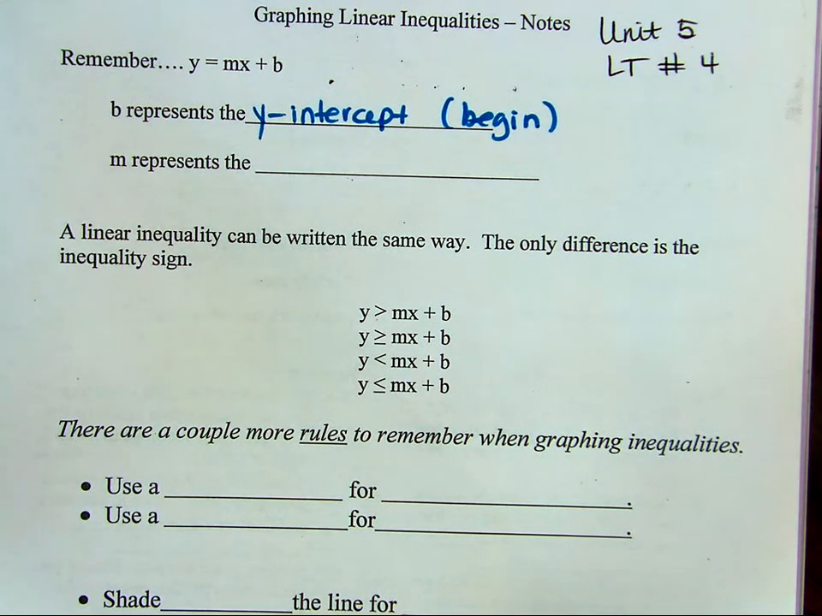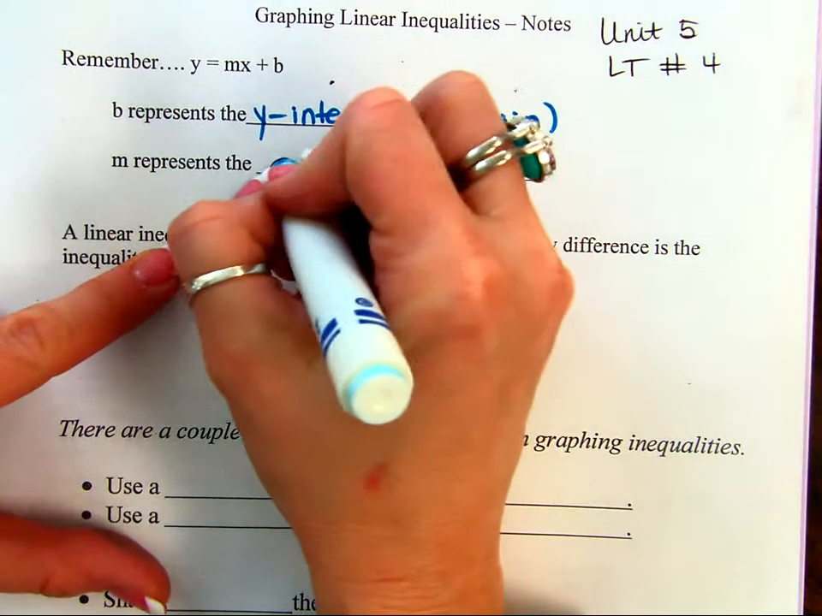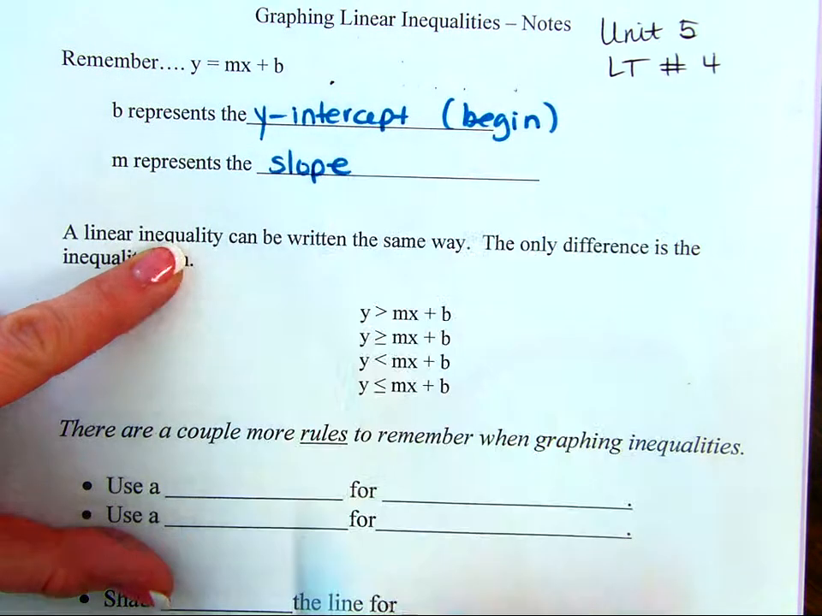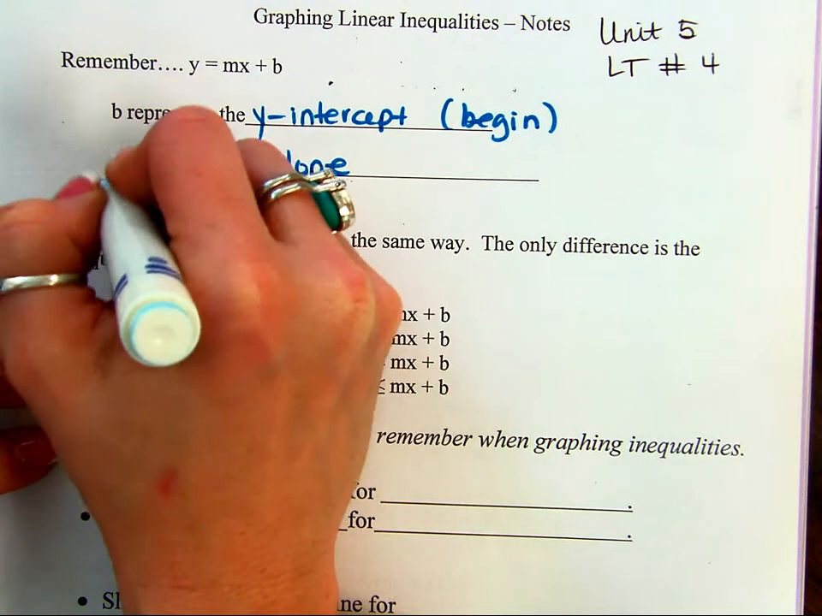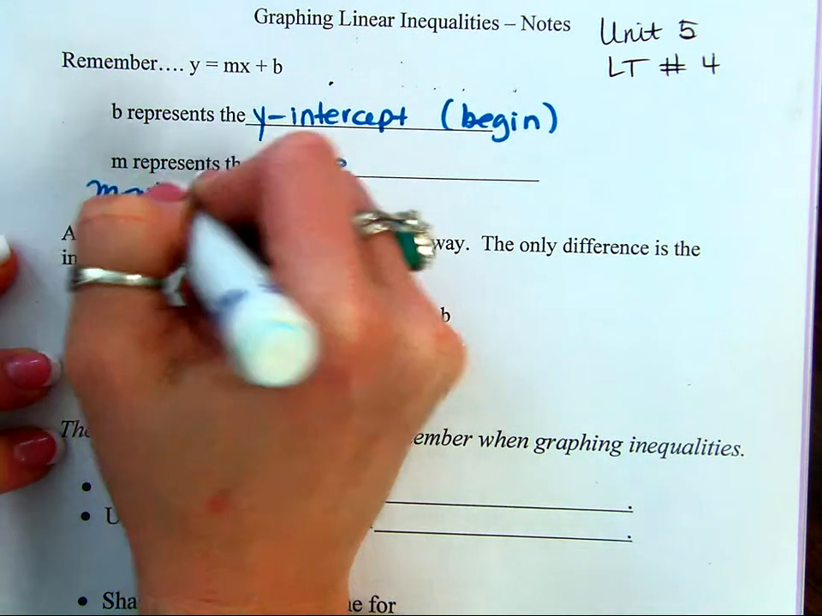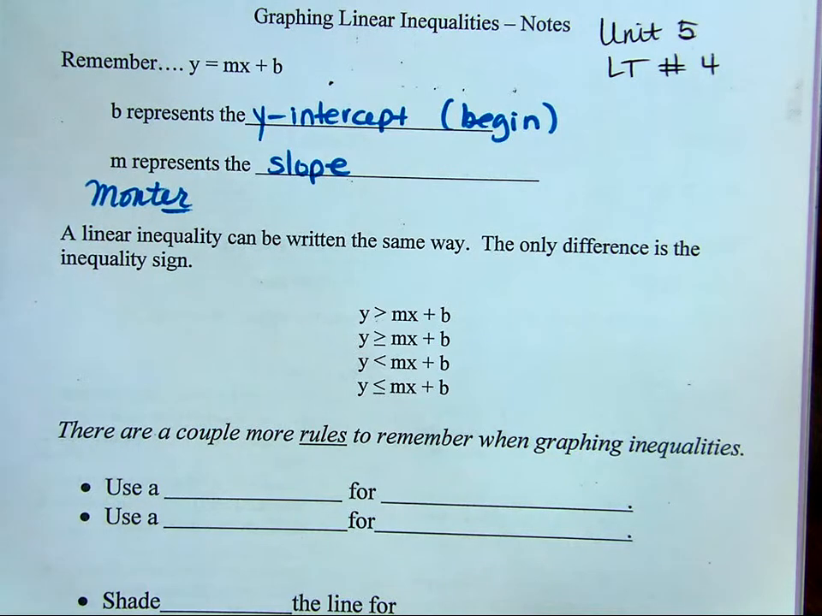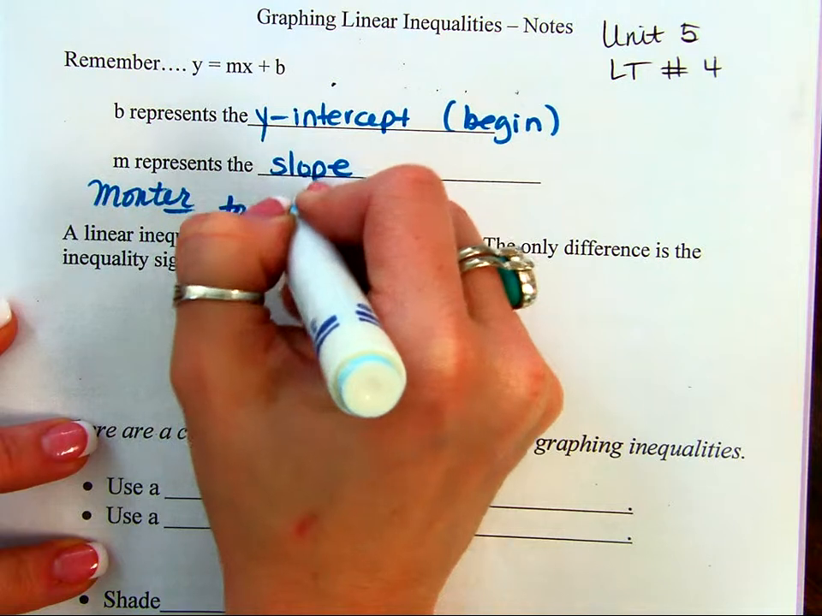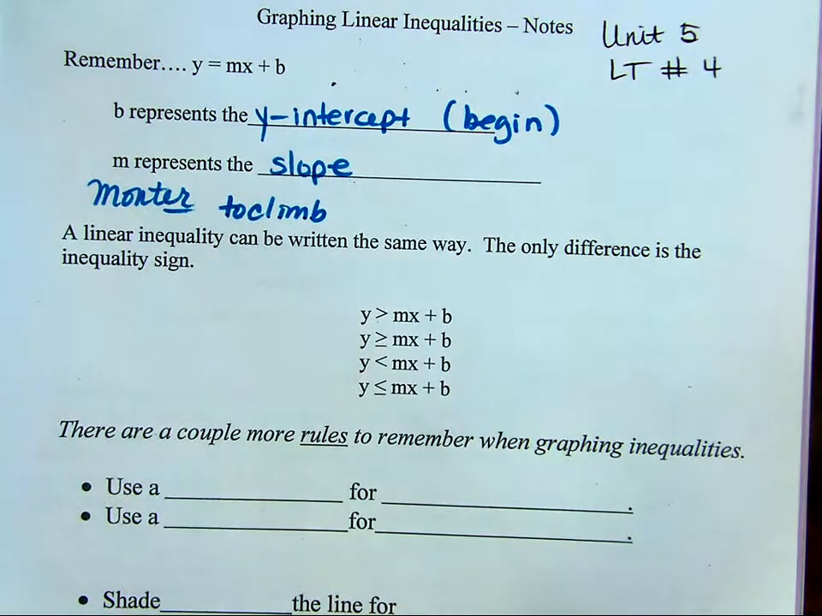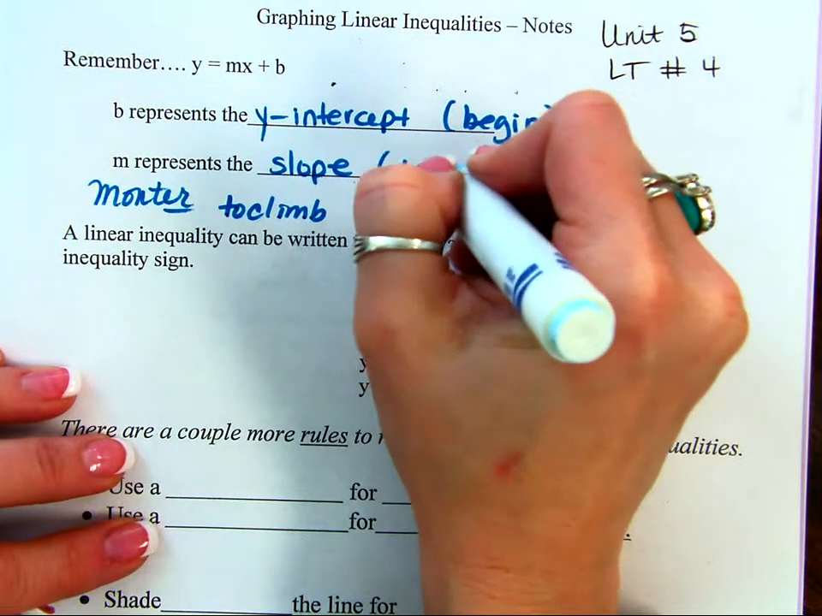M represents the slope. Does everybody remember what word I told you why they call it M? It's a French word. You know how in Spanish you have your AR, ER, and IR verbs? This ER verb, monter, means to climb in Spanish. And what do you climb? Hills with slopes. So I say it's M because that's where you move once you begin at the B, right?